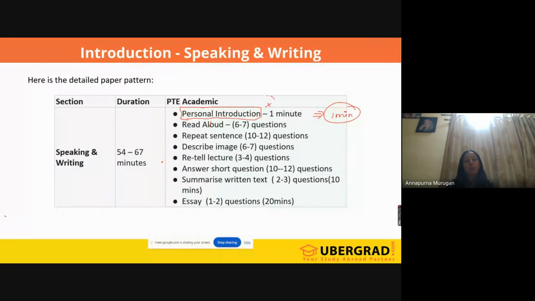No, it is not counted for the scoring. But now you may think, if it is not counted for the scoring, then why should we struggle over it? Let's just randomly speak something and finish it off. No, guys. It is very much important for your admissions. Why? Because your introduction recording will be sent to every university that you are going to apply to.